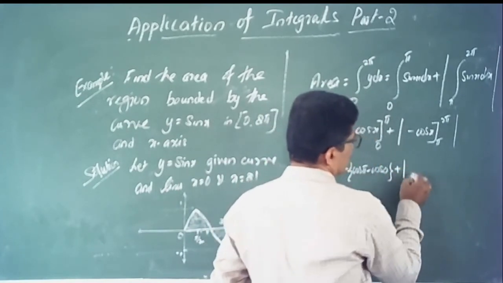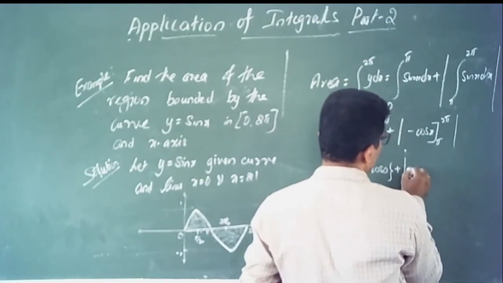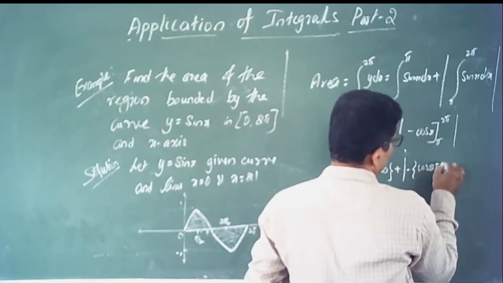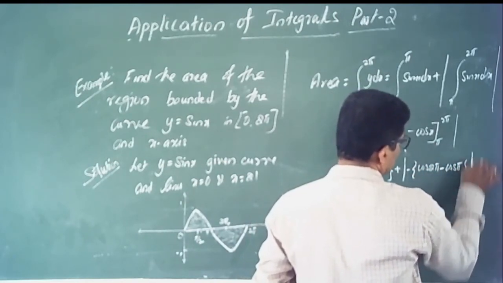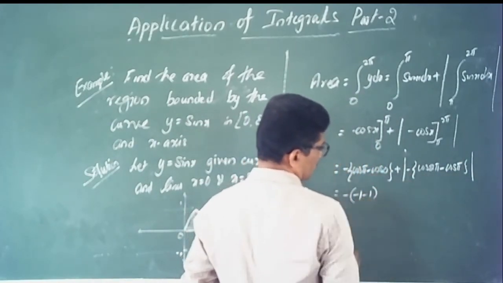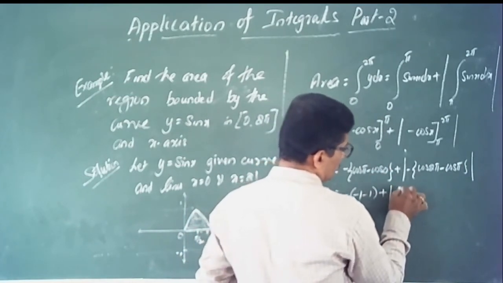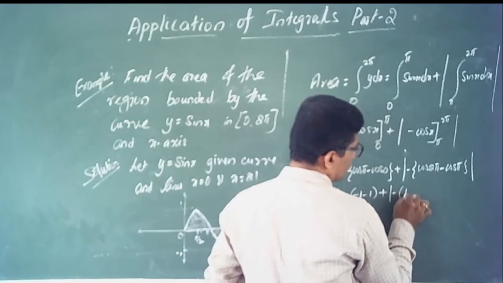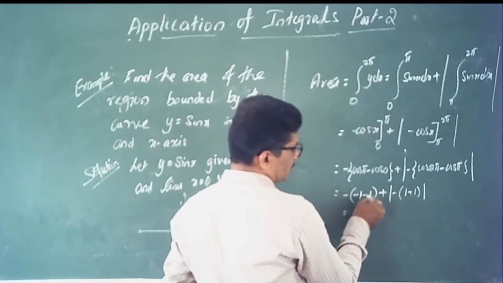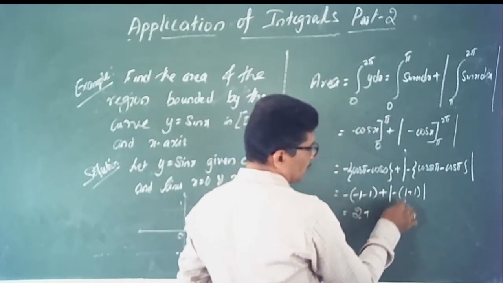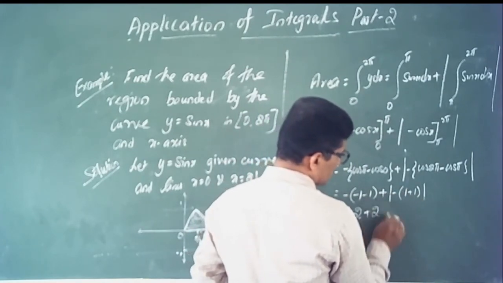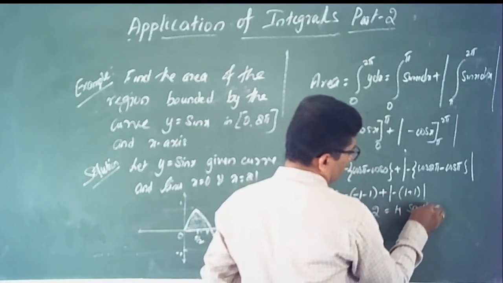Plus modulus, and the minus can be kept outside; the minus becomes plus. Here cos of 2 pi minus cos pi, we can find directly. Minus cos pi means minus of minus 1, minus cos 0 means minus 1, plus modulus of minus into bracket cos 2 pi means 1 minus cos pi means minus plus 1. Here minus 1 minus 2 into minus means 2. Here 1 plus 1 is 2 into minus 2. Modulus sign means 2 square. Its value is equal to 2 plus 2, 4 square units.